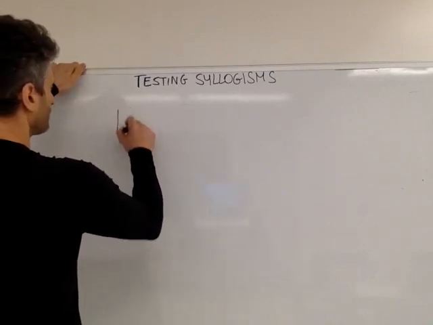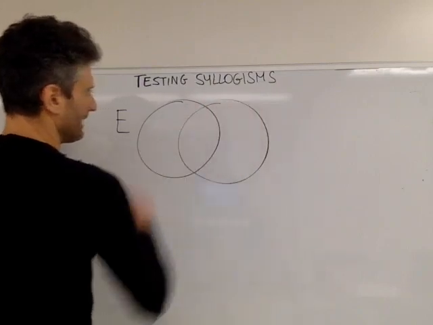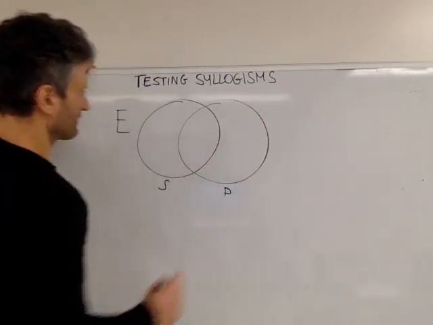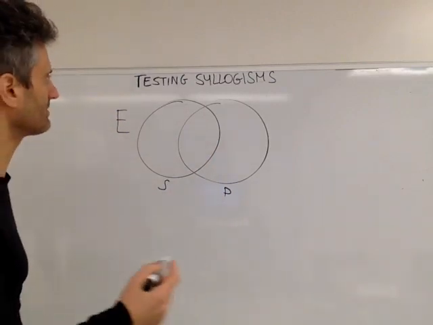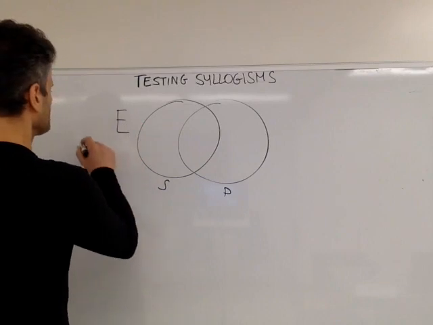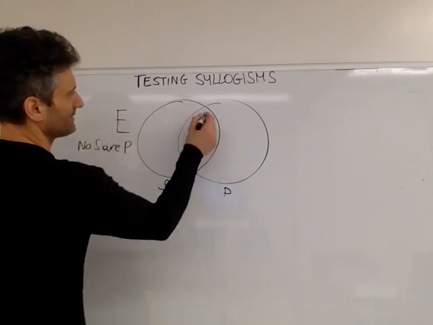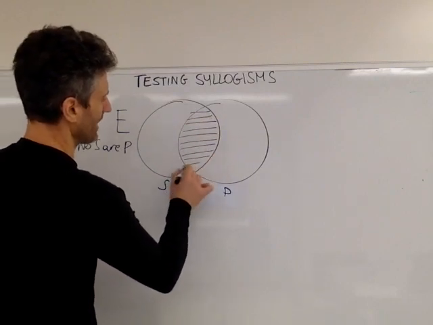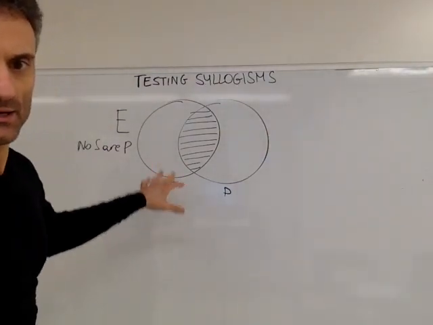Our second form is the E form, and you remember, I'm going to go over this very quickly because we studied this in class and you should remember. The E form states that no S are P, and in order to diagram this statement that no S are P, I need to shade completely area 2.